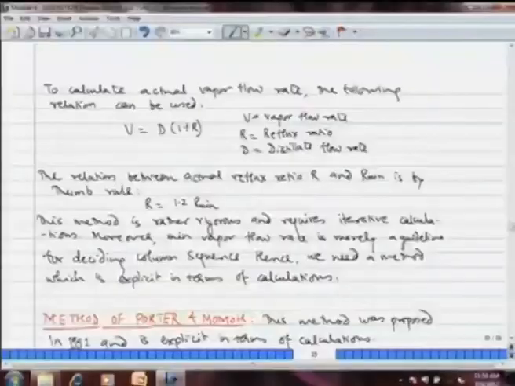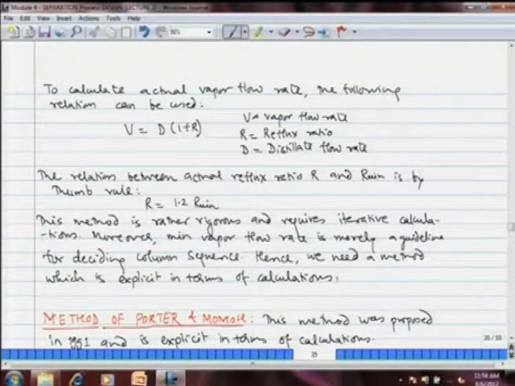Now, using this thumb rule and the R minimum which is determined from equation 1, you can calculate the vapor flow rate as V is equal to D into 1 plus R, where D is the distillate flow rate and R is the reflux ratio. Now, the distillate flow rate you can calculate by overall mass balance depending on the feed composition, recovery, etc. Again, these aspects you are going to learn in the course of mass transfer, so I do not cover them here.